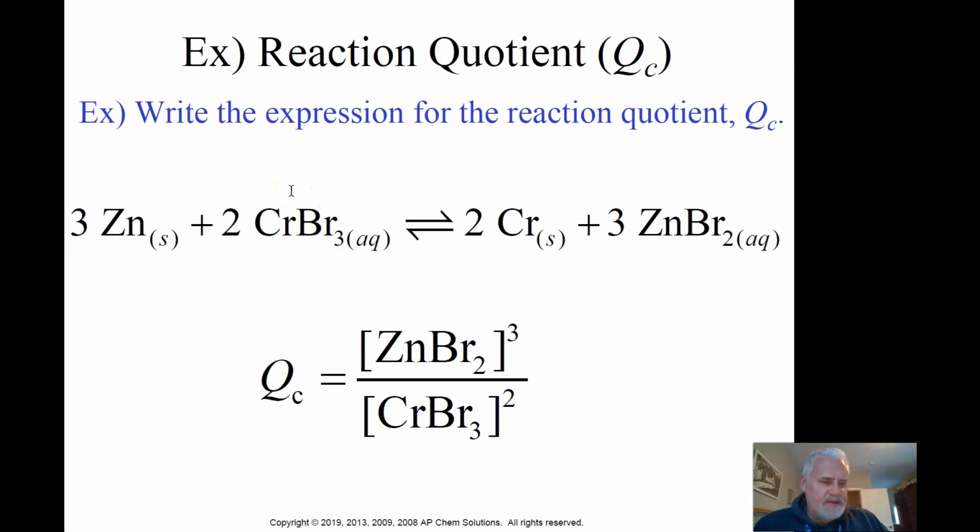Pretty straightforward stuff. But you do need to know the difference between K at equilibrium and Q anywhere. Could be equilibrium, could not be. Any type of concentrations on both sides. So usually Q is used to represent the situation where it is not at equilibrium.